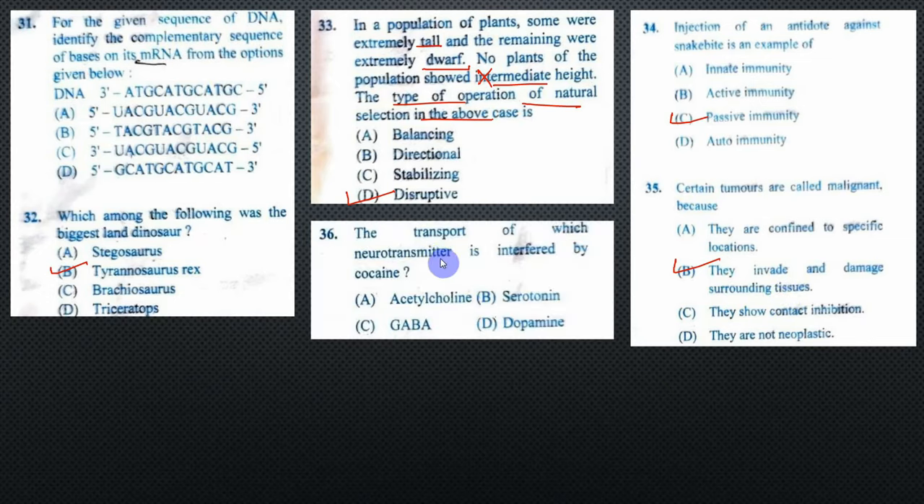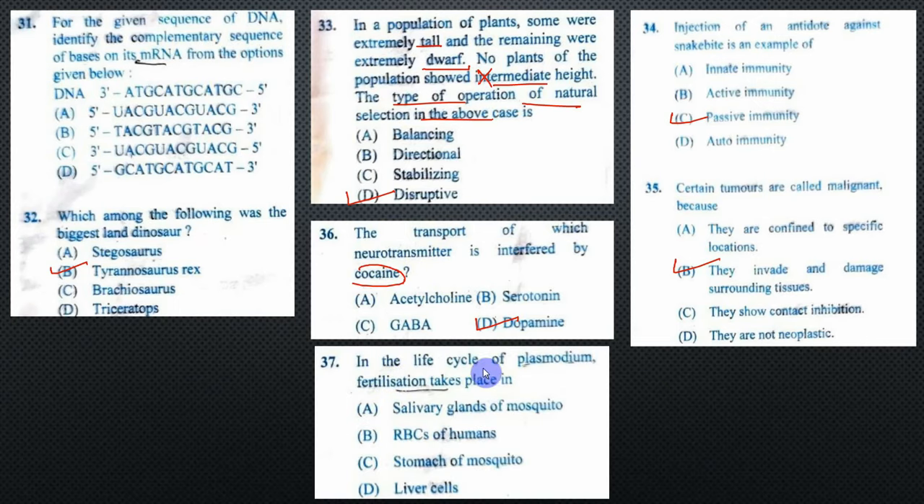Now, moving on, the transport of which neurotransmitter is interfered by the cocaine. A option is acetylcholine, B is serotonin, C is GABA, that is gamma amino butyric acid, D is dopamine. So the right option here is the dopamine. The reuptake of dopamine is actually interfered by the cocaine, right?